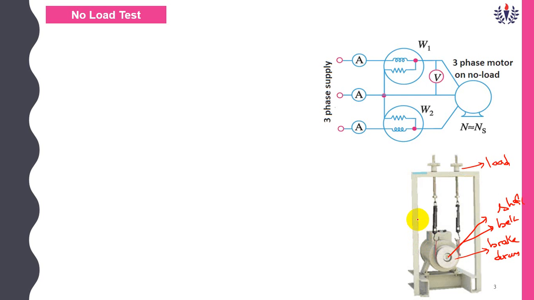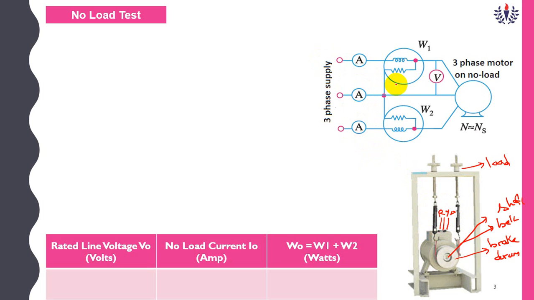So this diagram will be the circuit diagram of the no load test. Here we have a three-phase supply. Here we have to give a three-phase supply R, Y, B, and to measure the three-phase current we have 3 ammeters. These 3 ammeters will measure the parameter called I0. I0 will be the no load current of any phase. You can measure in R or Y or B.